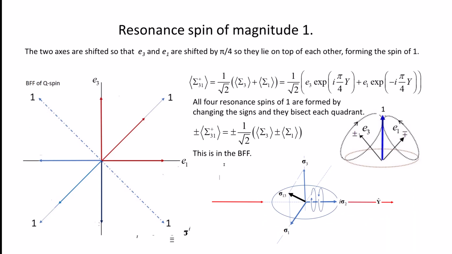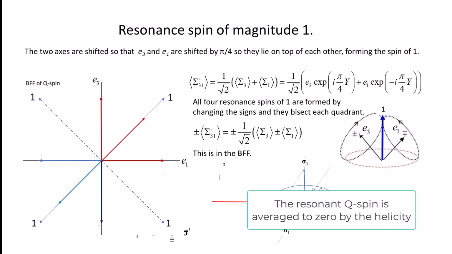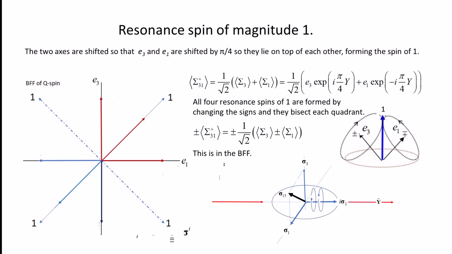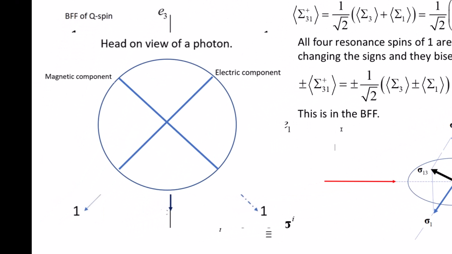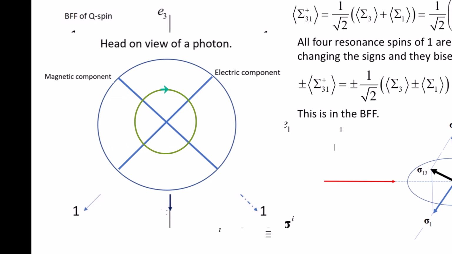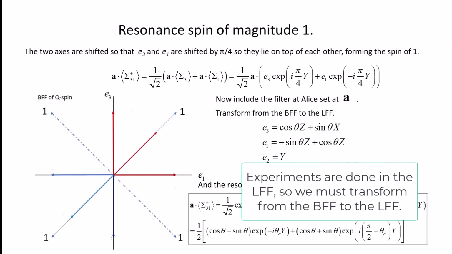Recall again that the resonant spin is averaged to zero by the helicity, but nonetheless the two spins of one half couple in free flight as it moves towards the filter. Here is a head-on view of a photon in free flight. The electric and magnetic components have the same resonant structure as Q-spin, and its helicity spins the axis perpendicular to this plane.